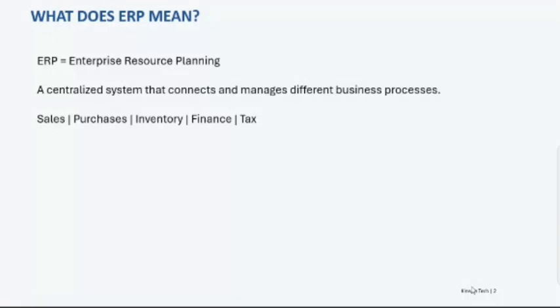So ERP is an abbreviation for Enterprise Resource Planning Management System, which is a centralized system that connects and manages different business processes. What this means, an ERP system is one harmonized system which can handle and manage different business processes, that is from sales, purchases, inventory, finance, tax, and so on and so forth. These are just a few to mention. They are just hosted under one house, which is the ERP system. That is why it is being called a centralized system that connects and manages different business processes.